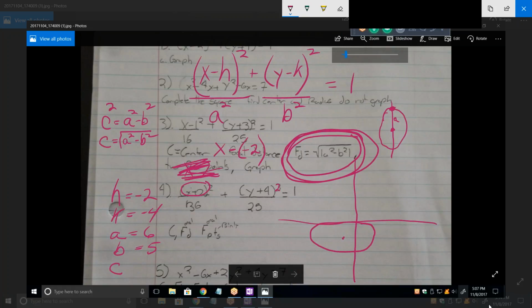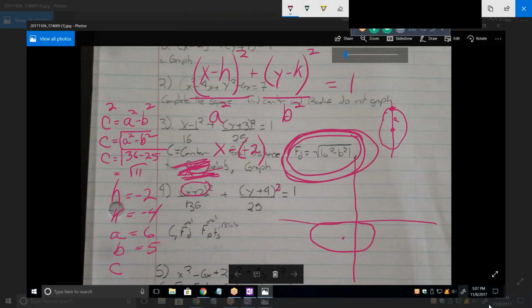So, what is C? Is C the square root of 36 squared minus 25 squared? Well, it's the square root of 6 squared, in other words, it's the square root of 36 minus 25. Okay, my bad. So that's the square root of 11. And that's what C is.